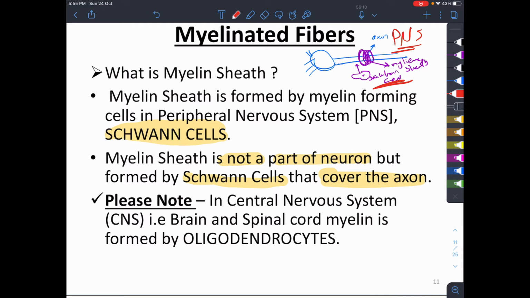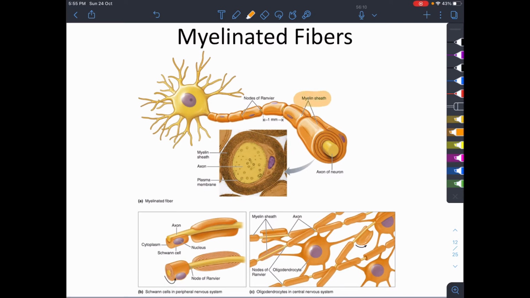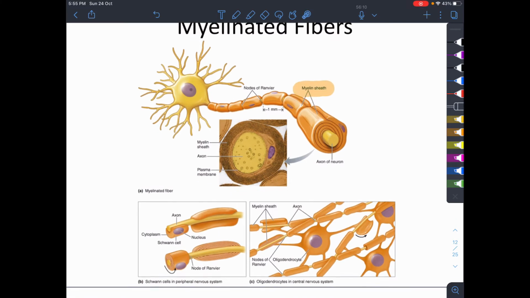Schwann cells. So the myelin sheath is not a part of the neuron. It is formed by the Schwann cells. And in the central nervous system, the one forming the myelin sheath is oligodendrocytes. So we already know this information. The myelinated fibers of myelin sheath actually are Schwann cells in the peripheral nervous system covering the axons. Each one cell makes one myelin sheath. This is in the peripheral nervous system.